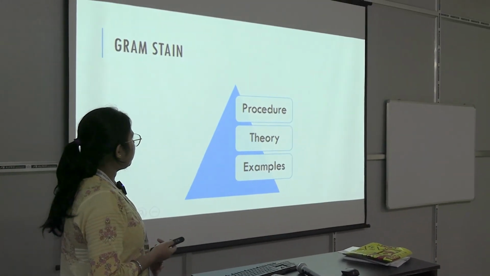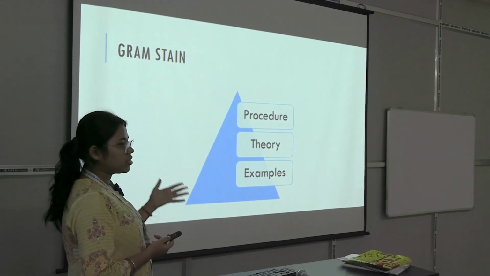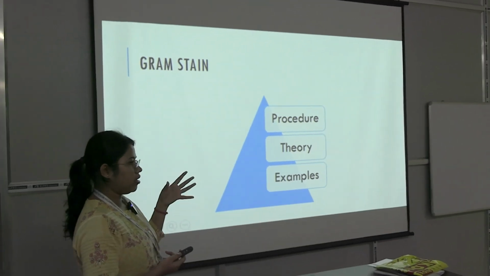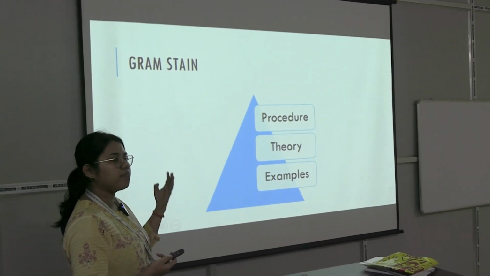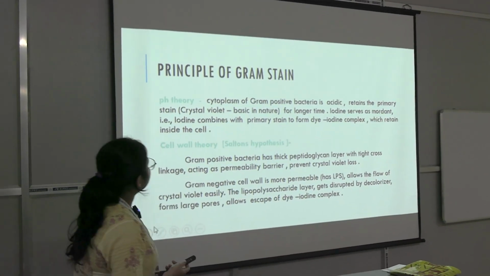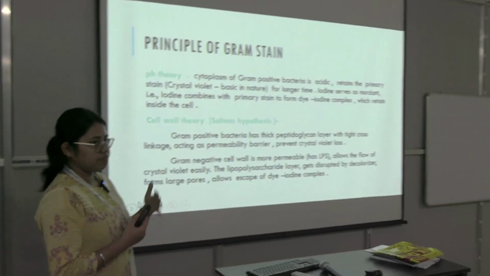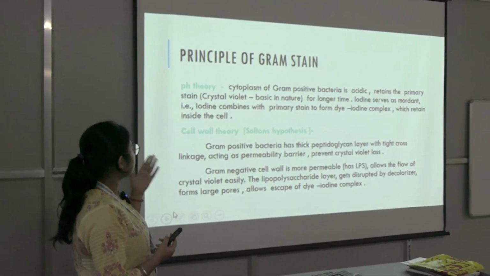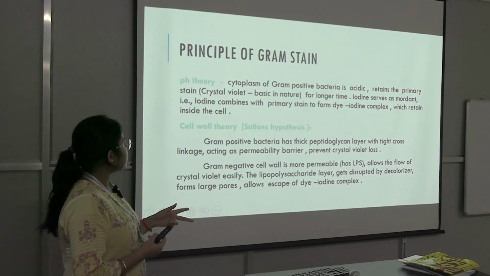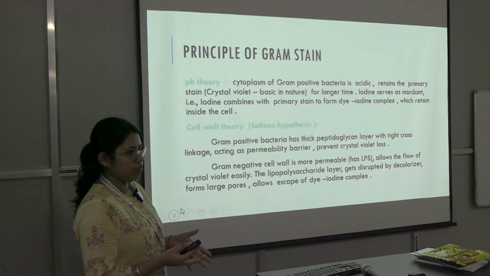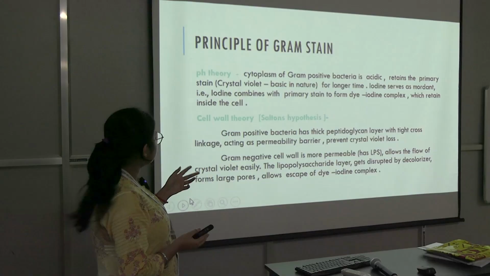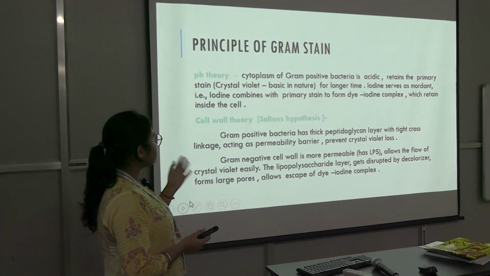Okay, so here we will be learning about the procedure, the theory, that is the principle of gram staining, and the examples of bacteria that are gram positive, either gram positive cocci, bacilli, gram negative cocci and bacilli. So, principle of gram staining. There are various theories. Among them, there is the pH theory and the cell wall theory. Of both of these, the cell wall theory is more important. Okay, so if you are asked in your viva to tell the principle of gram staining, you will mention the cell wall theory.